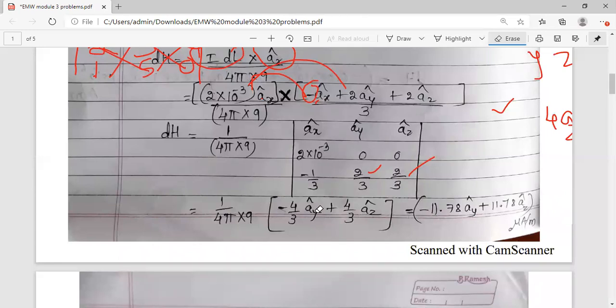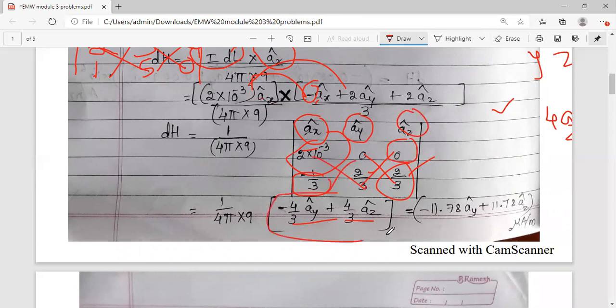So I have got the determinant value. How to simplify that? ax into this minus this, which is 0, so you don't get any ax terms here. Then minus ay into these two multiplications minus these two multiplications, and then plus az into this cross this. So when you solve it, you will get this.